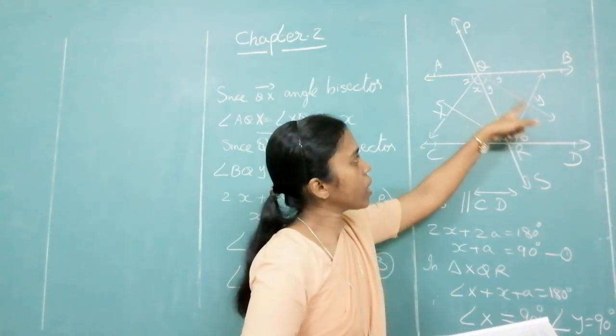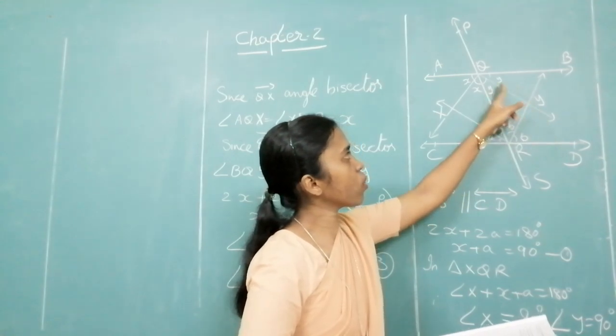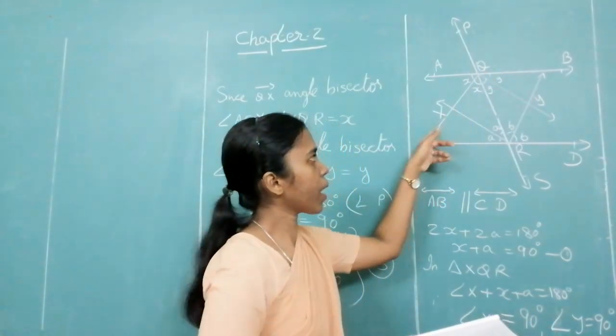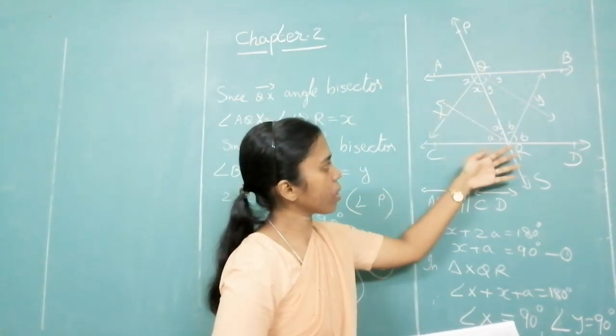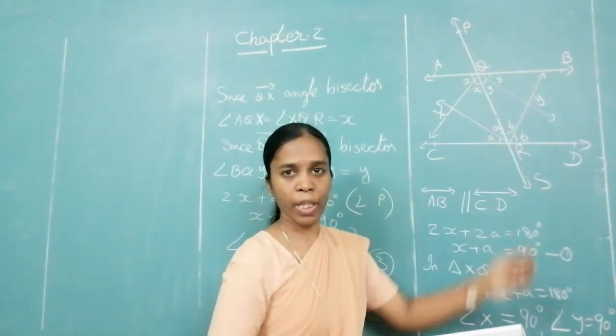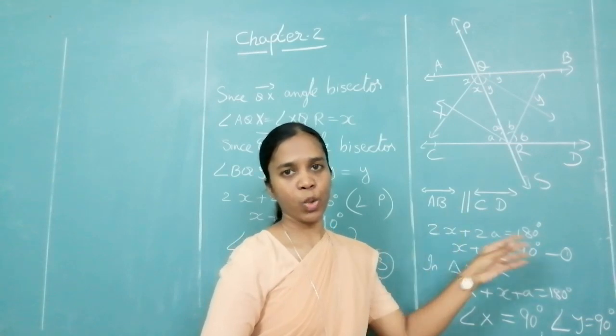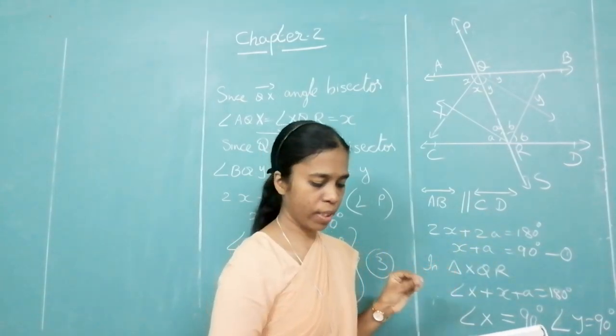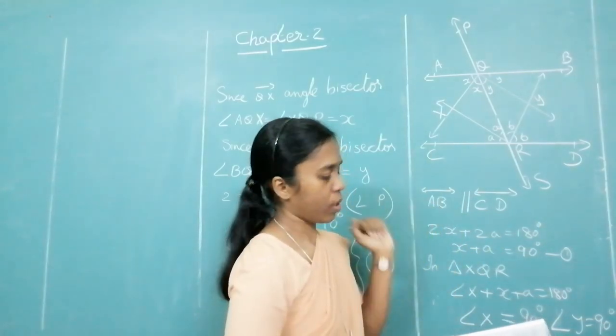Since this is an angle bisector, I put this as y, this as y. Since this is an angle bisector, I put this as x, this as x. This also is an angle bisector, so I put this as b, b. That is what I have added into the diagram. Please write that. Why did we write it?